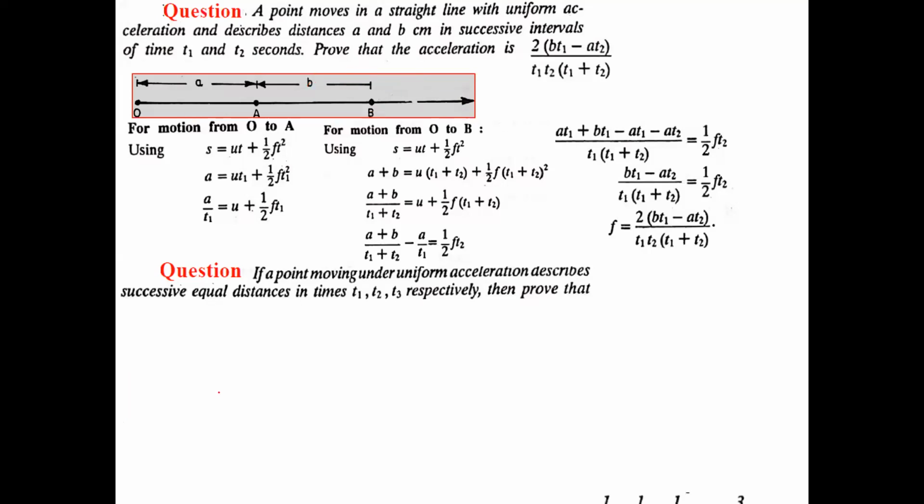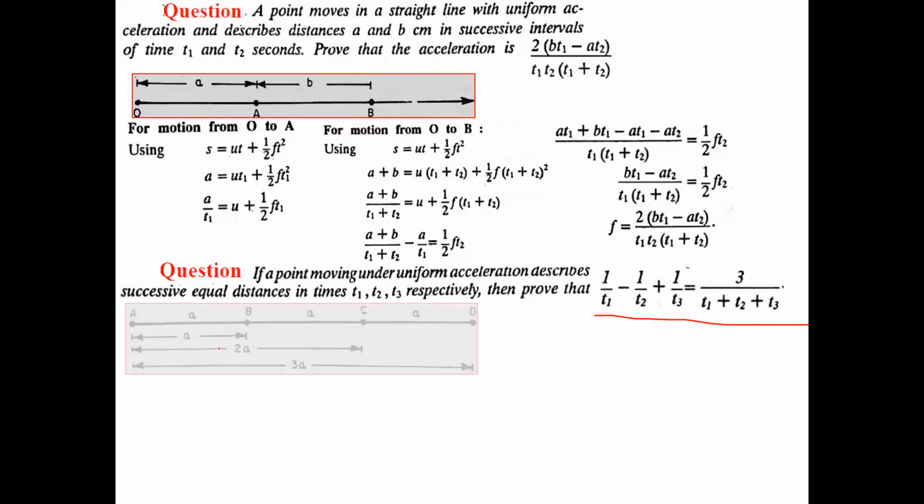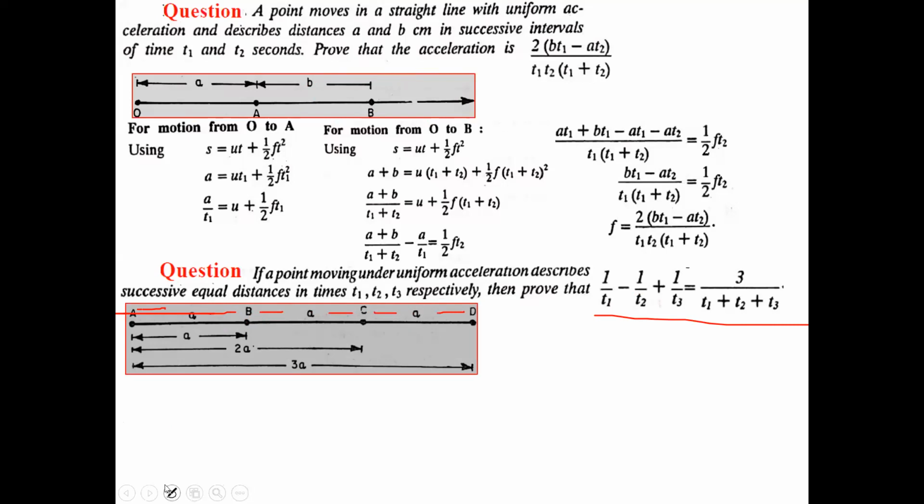So let us see how we can do this, and we have to verify this in the question. So this is the diagram you can see. This is the first part of the motion, A to B, right? The distance is A. This is the second part, from B to C the distance is A. This is the third part, from C to D the distance is A. So the time intervals are T1, T2, T3. From A to B T1, from B to C T2, from C to D it is T3.